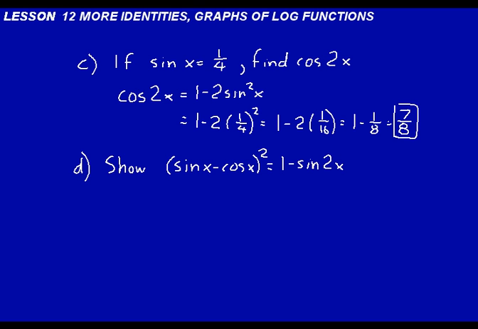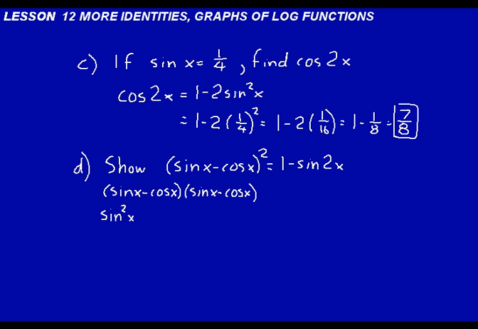Let's do a trig identity problem where we want to show the left side equals the right side. So on a problem like this, what we want to do is expand that left side out first. Get rid of that squared term there. And so we would have sine x minus cosine x times sine x minus cosine x. We remember on problems like this that we already know the answer. We already know the answer is going to be 1 minus sine 2x. We just need to get the left side to look like that. And so let's expand this out. Sine times sine would be sine squared.